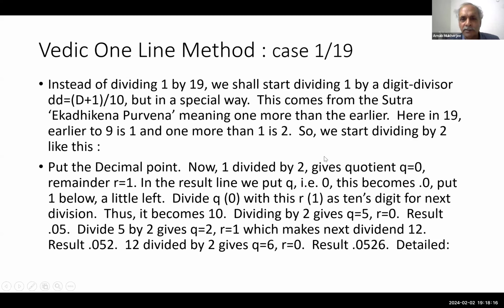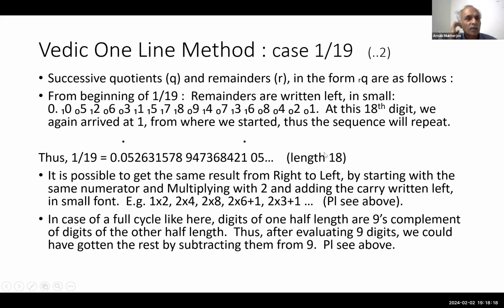Better you write. Just I'll explain from here. The successive quotients and remainders, we write in this format: we write the quotient, and the remainder slightly to the left in smaller print. Okay.